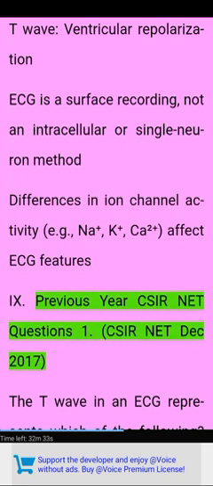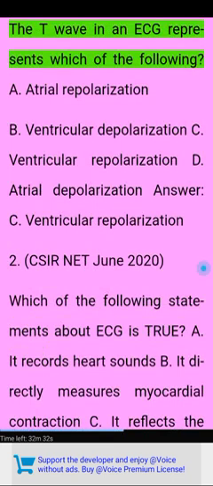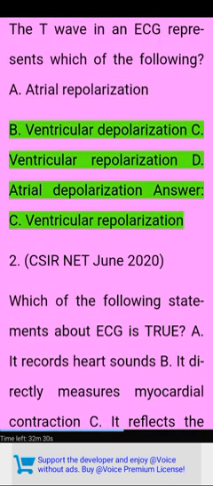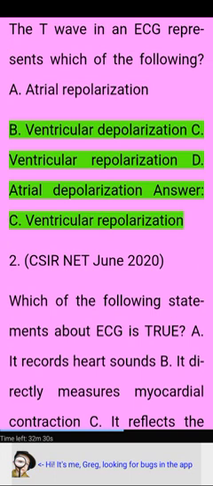Previous year CSIR NET questions. 1. CSIR NET December 2017. The T wave in an ECG represents which of the following? A. Atrial repolarization. B. Ventricular depolarization. C. Ventricular repolarization. D. Atrial depolarization. Answer: C.